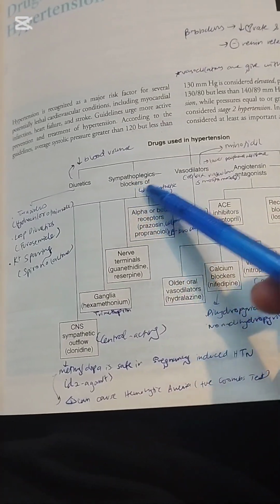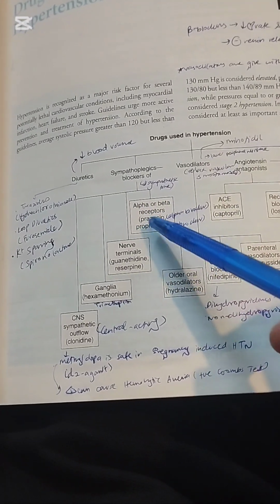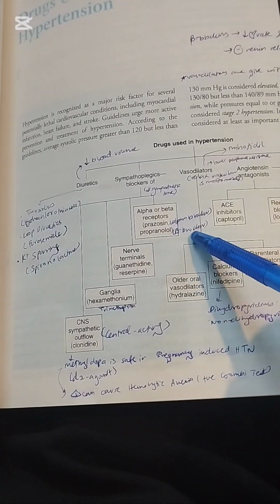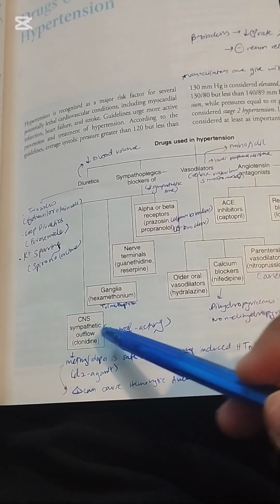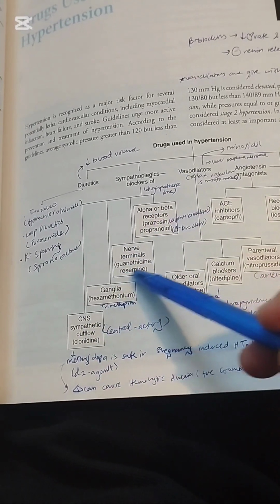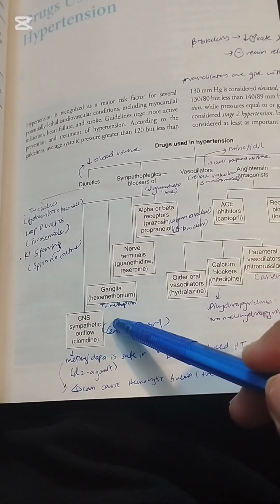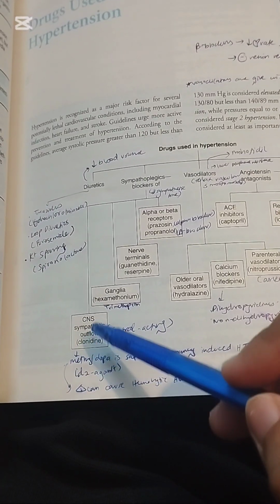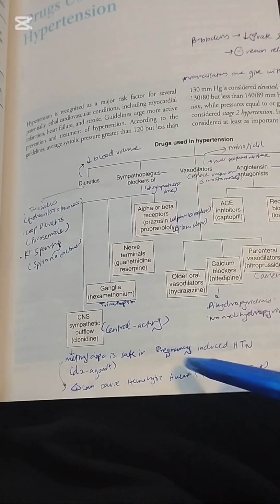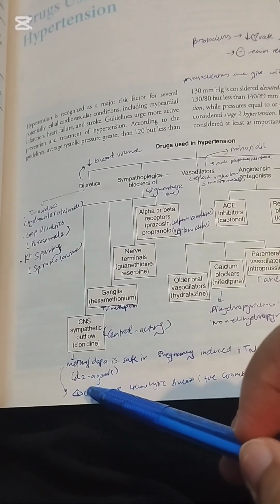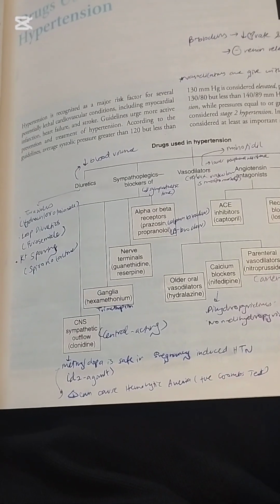Then we have sympatholytics, which include alpha blockers and beta blockers. In alpha blockers, we have prazosin, and in beta blockers, we have propranolol. And then we have nerve terminal drugs, ganglion-acting drugs, and CNS sympathetic outflow drugs. For the nerve terminal drugs, we have guanethidine and reserpine. For the ganglia, we have hexamethonium. And for the CNS sympathetic outflow drugs, we have clonidine as well as methyldopa, which is safe in pregnancy-induced hypertension because it is an alpha-2 agonist, and it can cause hemolytic anemia and gives a positive Coombs test.